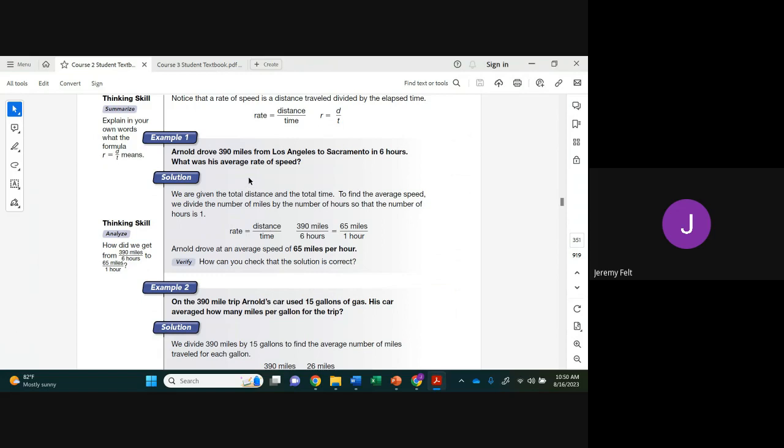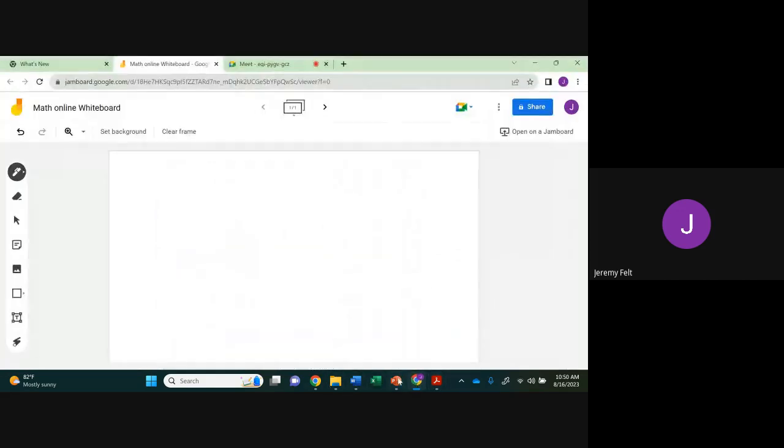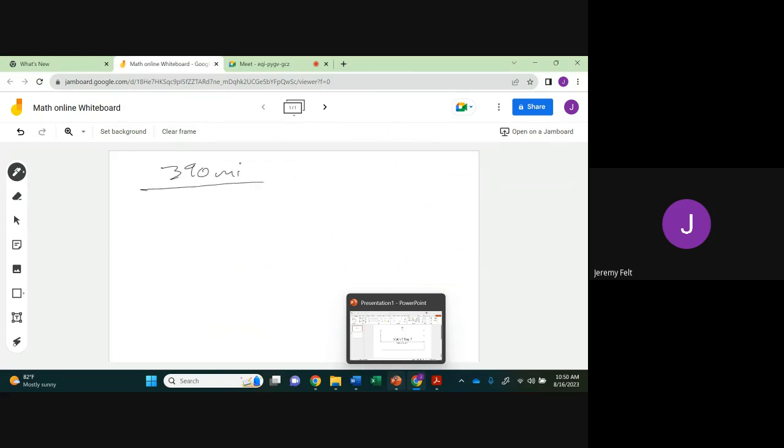All right, so Arnold drove 390 miles from Los Angeles to Sacramento in 6 hours. What was his average rate of speed? 390 miles, 6 hours. Again, we want to know miles per hour because that's the rate we're going to use, not miles per 6 hours. So we have miles and hours. That's good. We don't have to convert our units. But what we can do is divide these. So we need to simplify this down.